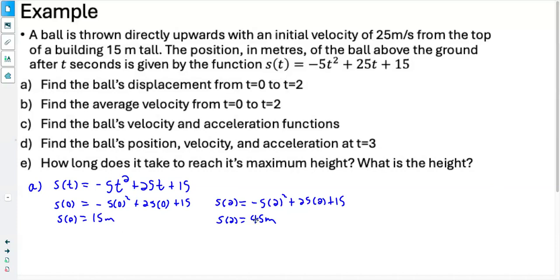So that would be our two displacements, but we want to know our displacement from this time to this time. So to get our displacement during that time, we're just going to go s of 2 minus s of 0. So that would be 45 minus 15, giving us 30 meters that has gone up in that time.